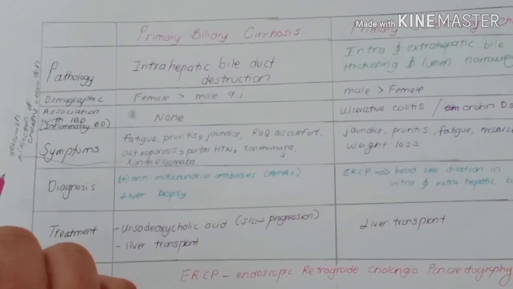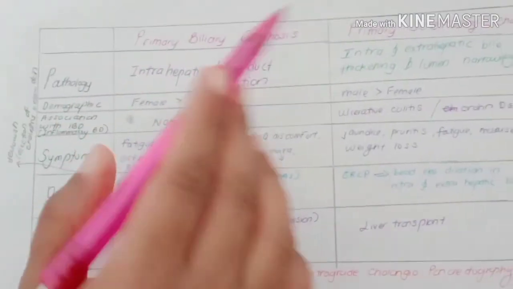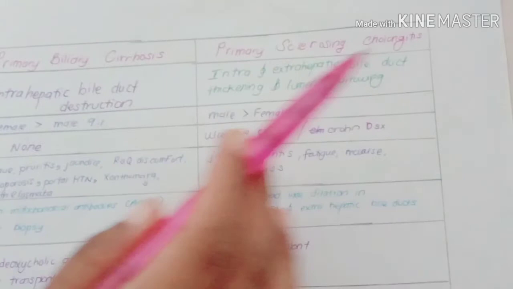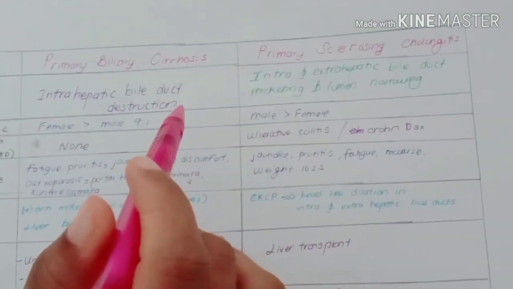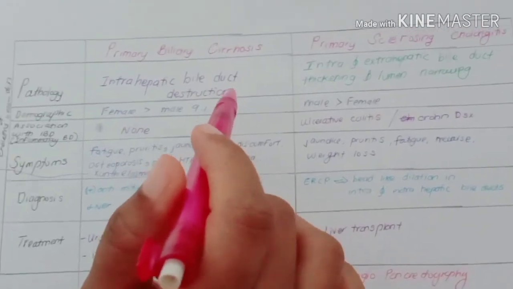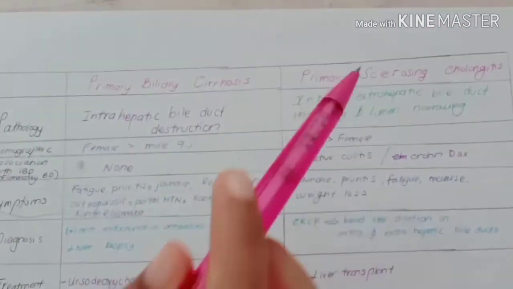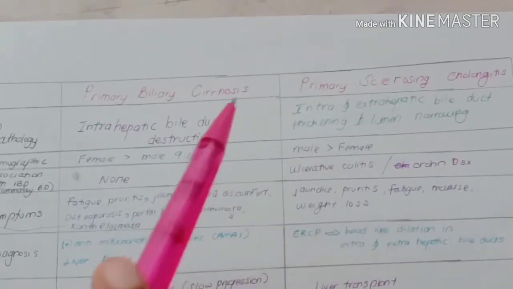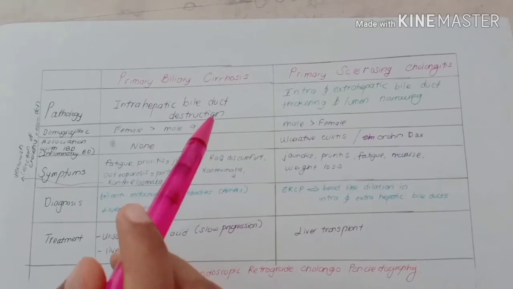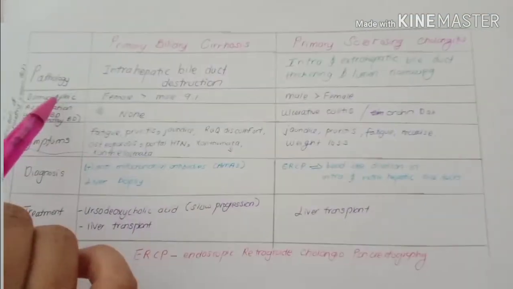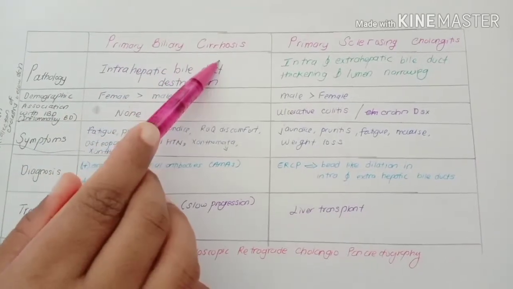Today we want to discuss the difference between primary biliary cirrhosis and primary sclerosing cholangitis. Both diseases have similarities, such as both causing chronic cholestatic liver disease, which results in cirrhosis and also hepatic failure. So let's go to the difference between the pathology or the definitions of primary biliary cirrhosis.